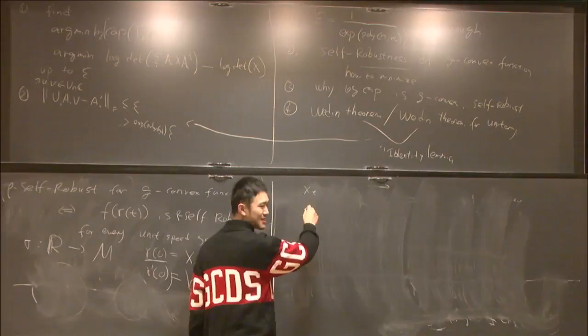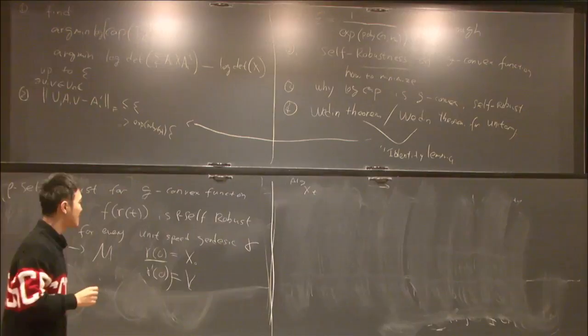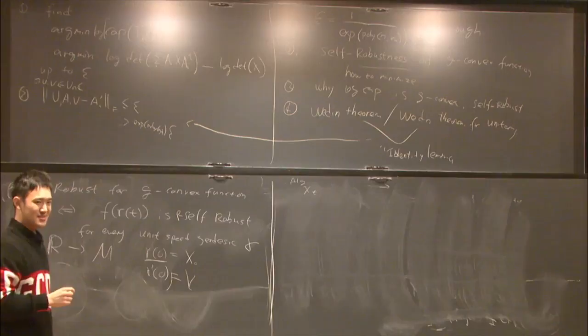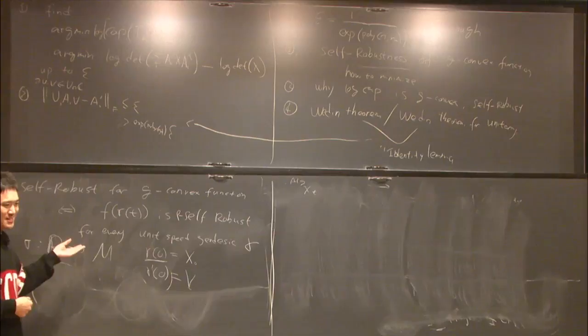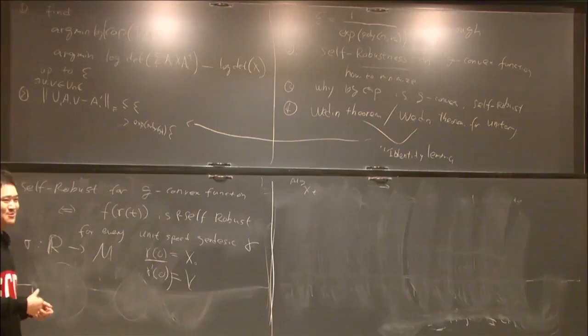Maybe it's good to say that if you just do gradient descent in this G-convex space, then you will converge in time polynomial in 1 over epsilon, which is too slow for our purpose. So we need a second order algorithm that has a faster convergence rate.